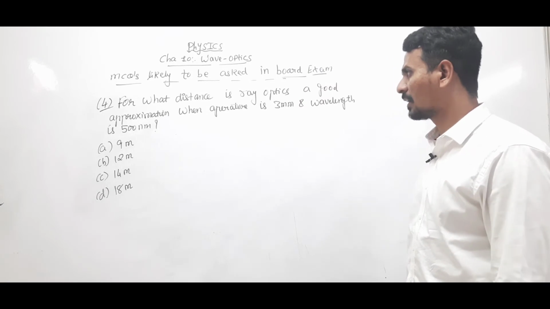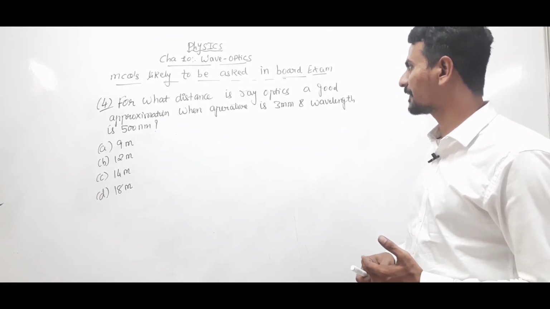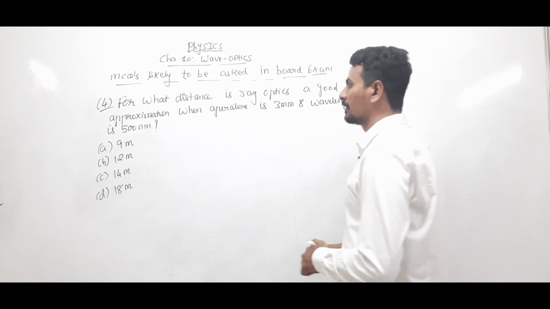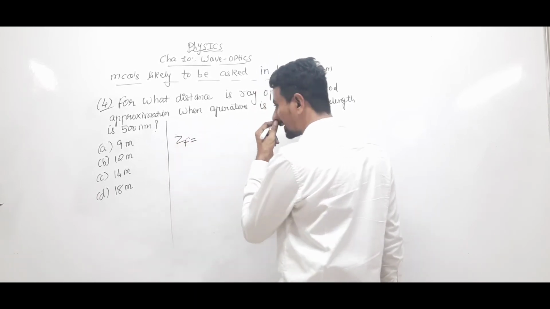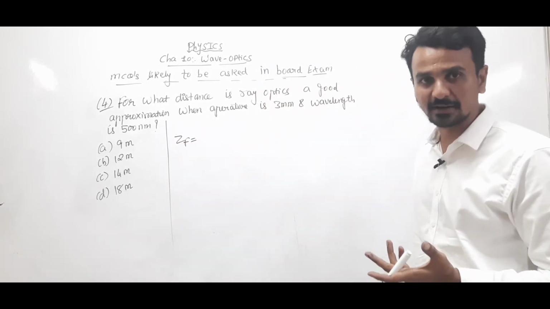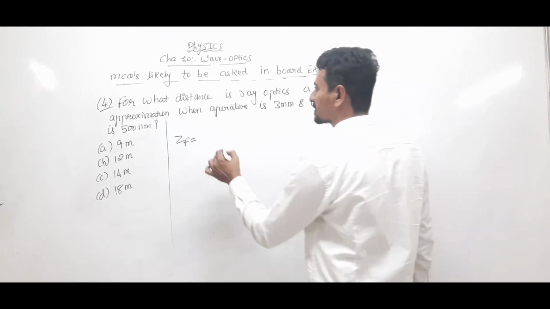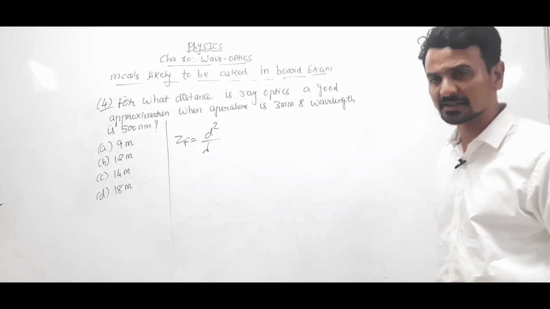fourth one. For what distance is ray optics a good approximation when aperture is 3 mm and wavelength is 500 nanometer? Well, we are having Fresnel distance, right? The distance up to which ray optics is valid. That means all the concepts of ray optics can be used. So Fresnel distance is d square by lambda. This is the formula to calculate this distance.